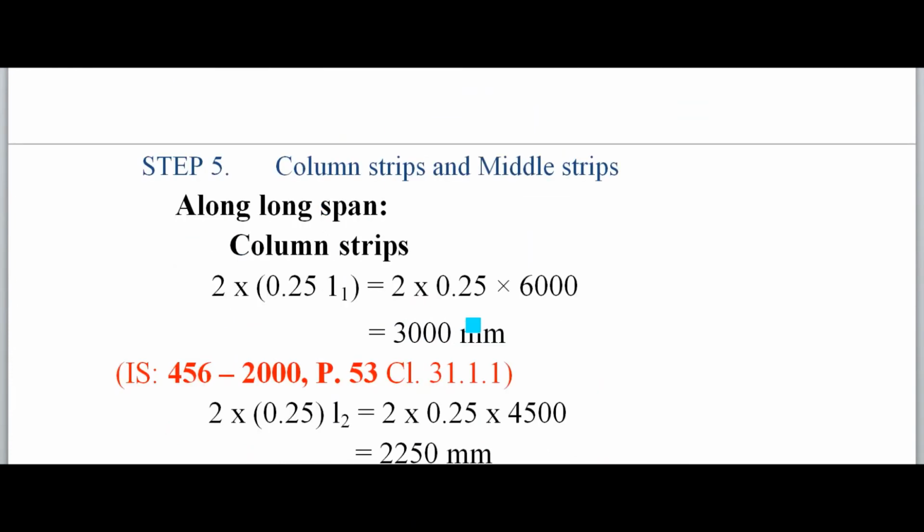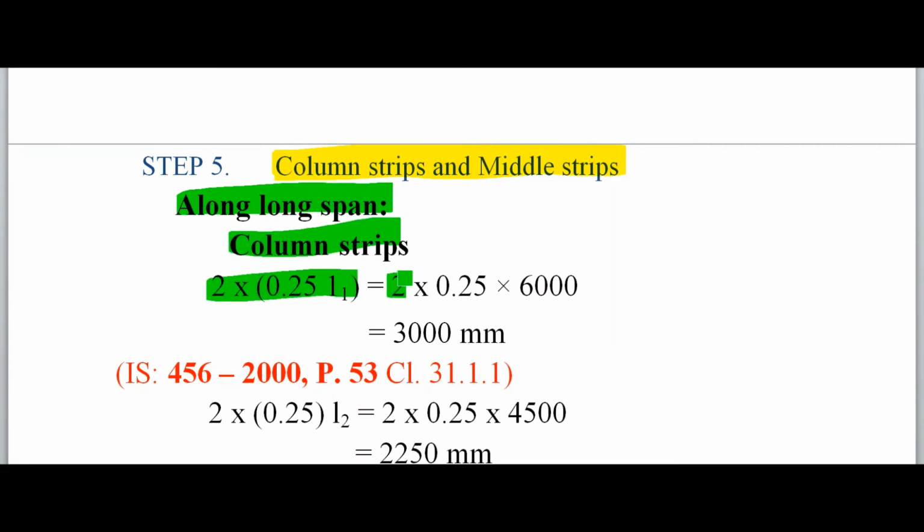Now step 5: we have to describe column strip and middle strip because moment will be distributed on the column strip and middle strip as well. So column strip along longer span: twice into 0.25 Ln, twice into 0.25 into 6000, so 300 mm. Why twice into 0.25 Ln? Because column strip is on both sides of the column. So 0.25 into L1 is only on one side.